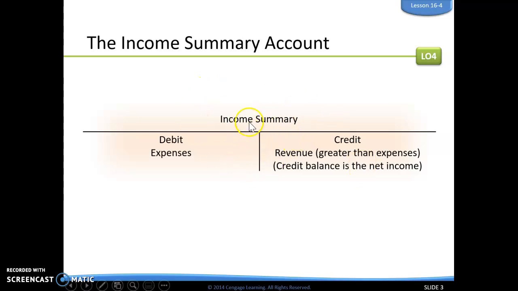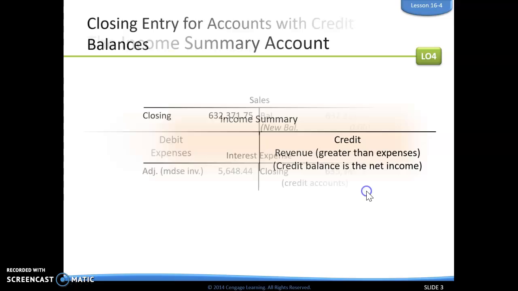I want you to remember that this can be different because our income summary is not always going to be expenses on the left and revenue on the right. It depends on if we have a net income or a net loss.